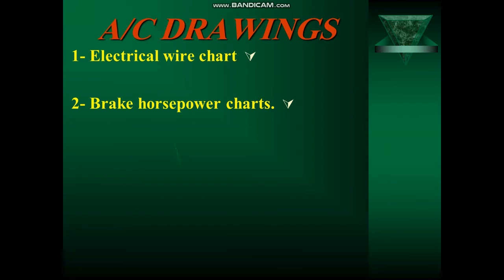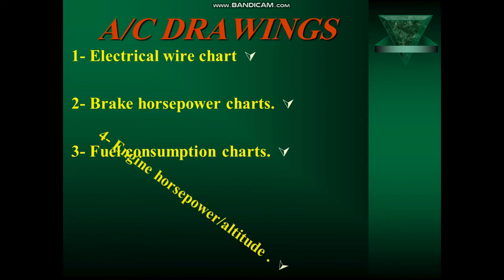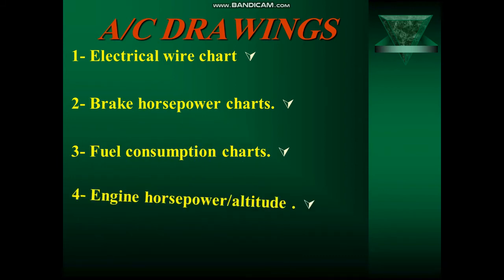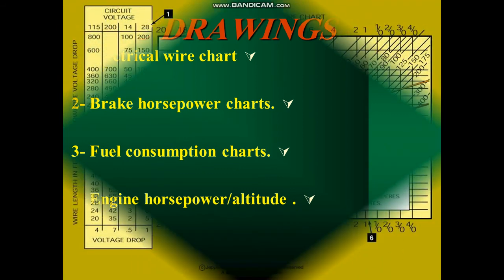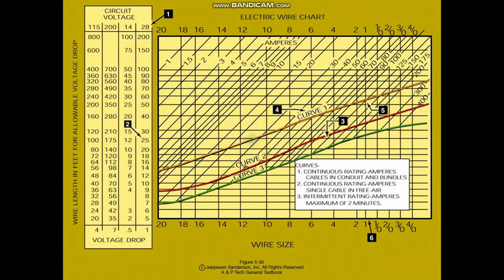Now we will talk about four types of chart that you have to understand and read and take the value from. They are the electrical wire chart, the brake horsepower chart, the fuel consumption chart, and the last one, the engine horsepower altitude. We are going to start with the electrical wire chart and how you can take the value from it.